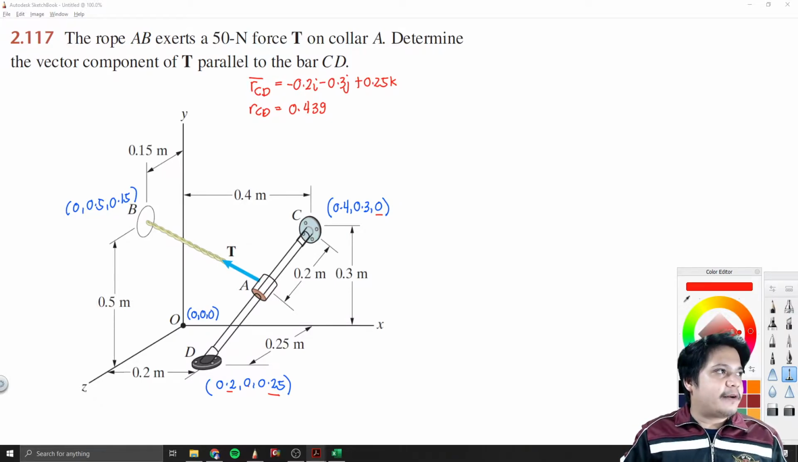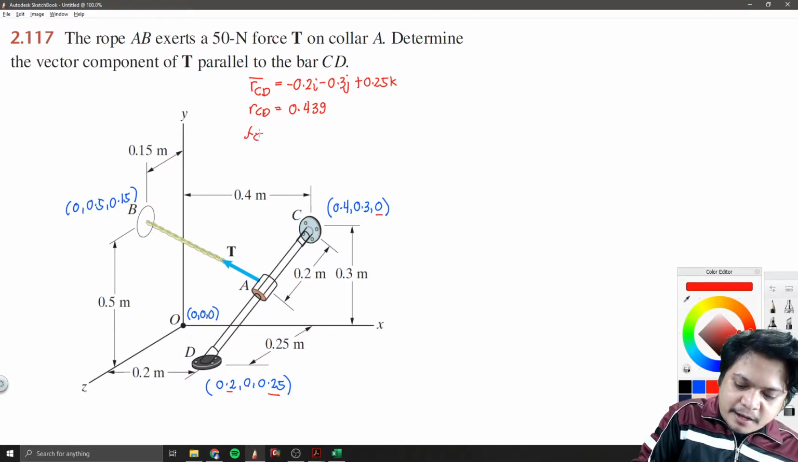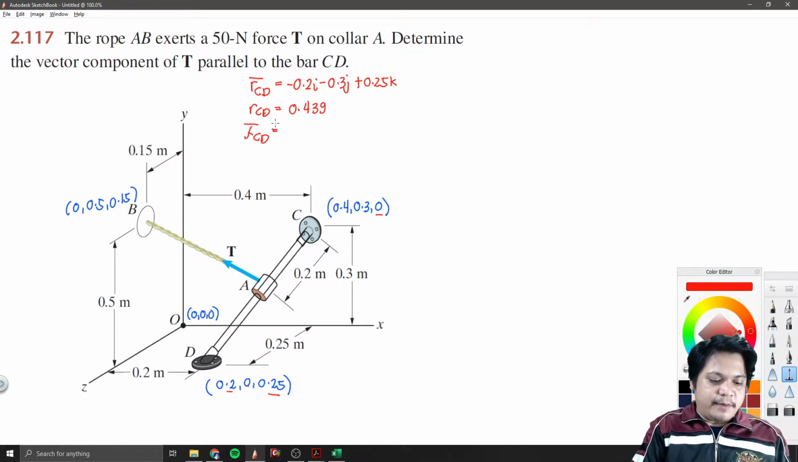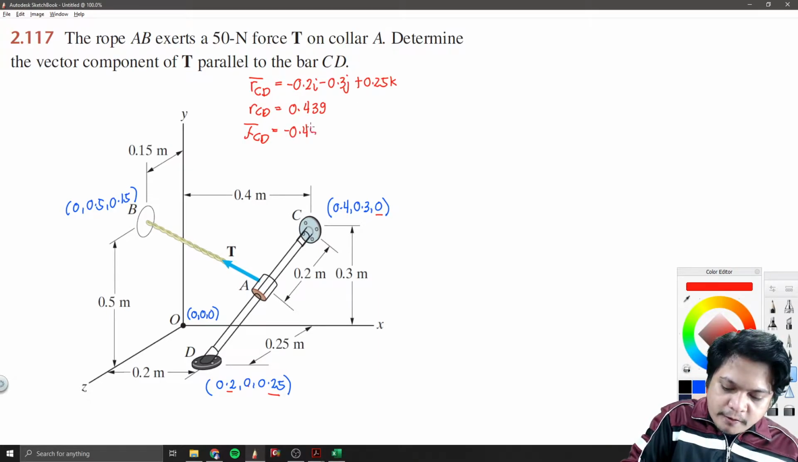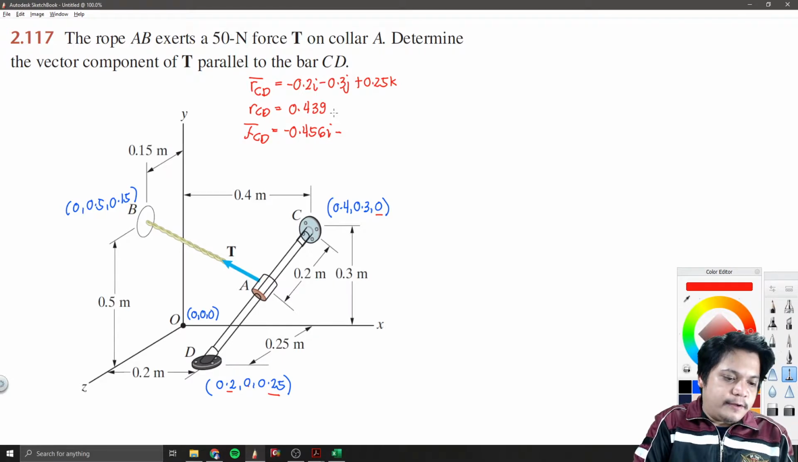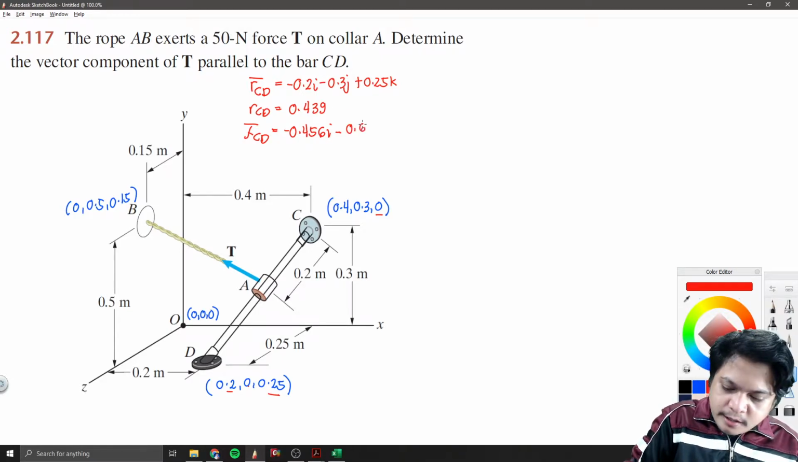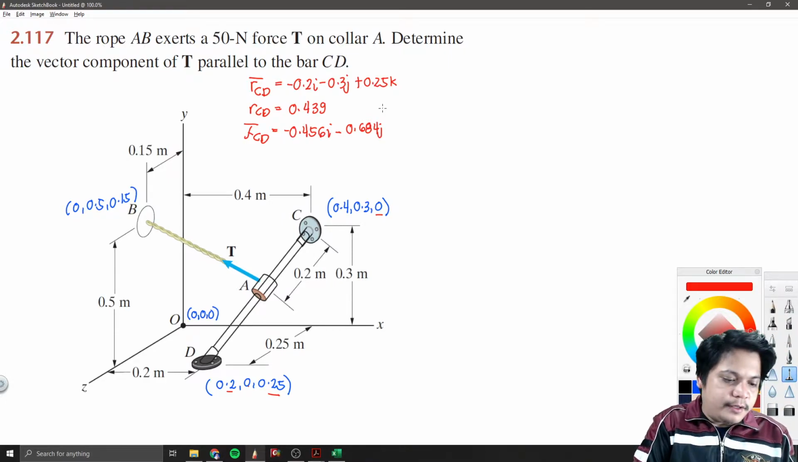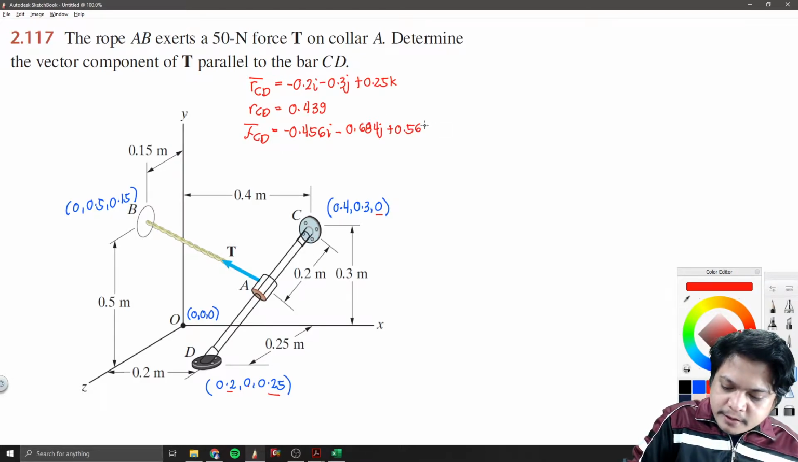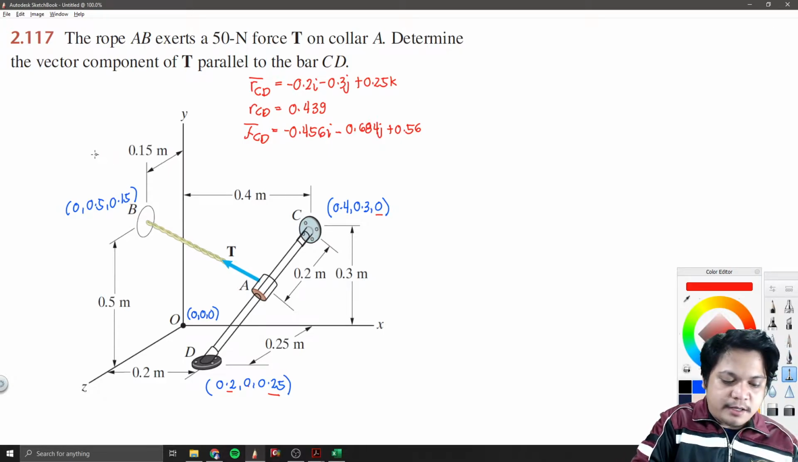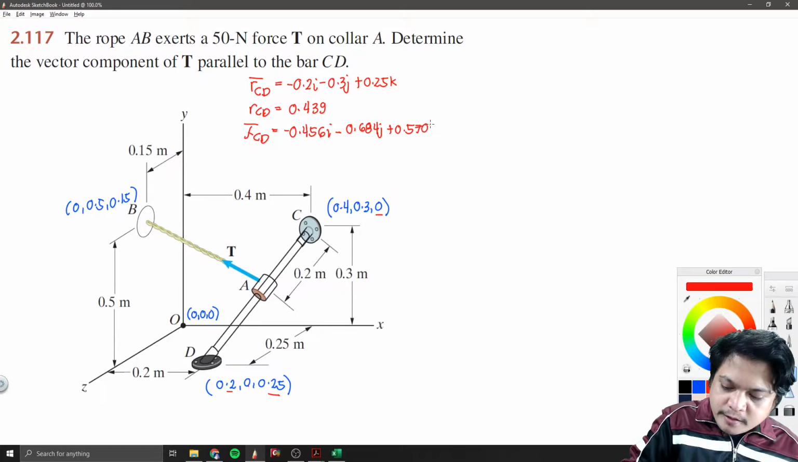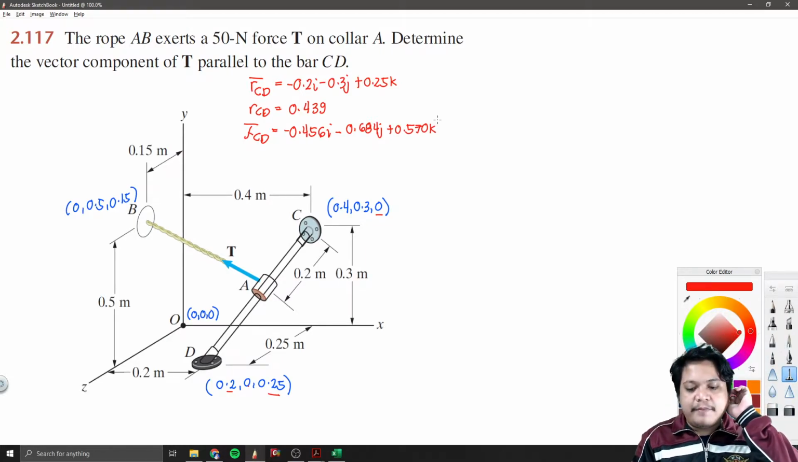Okay? So, para makuha natin yon, kukunin ko na ngayon si lambda CD. I-divide ko lang naman. So, you have negative 0.2 divided by 0.439. So, that's a negative 0.456 of I minus 0.684 of J. And then you will be having here plus 0.570 of K. Okay. So, ito na yung lambda natin sa CD.